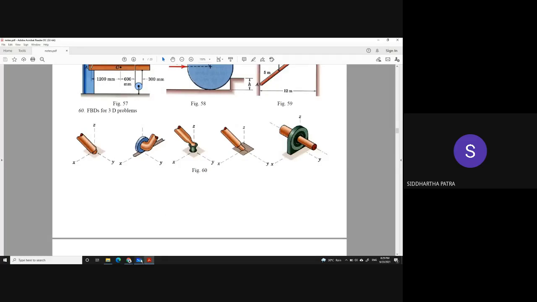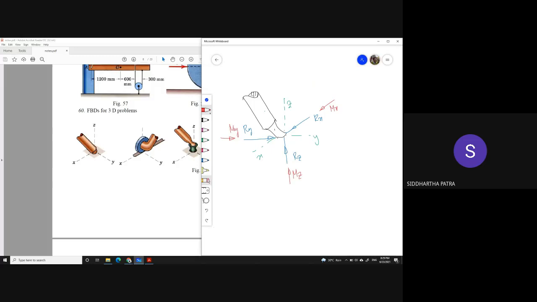But I'm just going to show you another thing. So this is your rigid body, right? This is the thicker portion, and this is your support, and this is a thinner portion coming out.